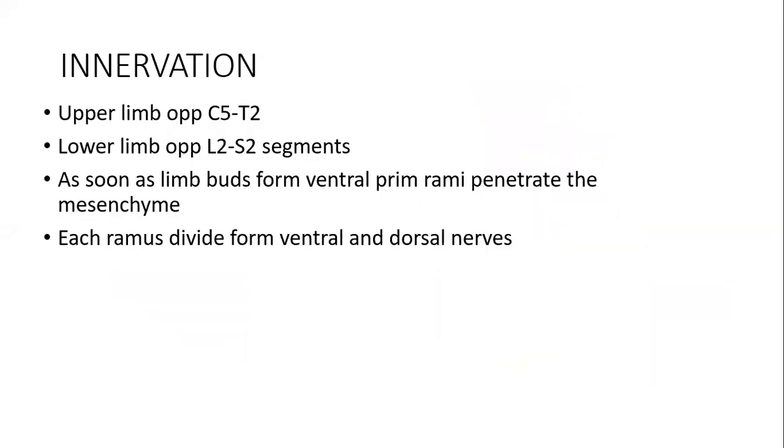Innervation. The upper limb bud forms opposite the lower 5 cervical and upper 2 thoracic segments. And the lower limb bud lies opposite the lower 4 lumbar and the upper 2 sacral segments. As soon as the buds form, ventral primary rami from the appropriate spinal nerves penetrate into the mesenchyme.